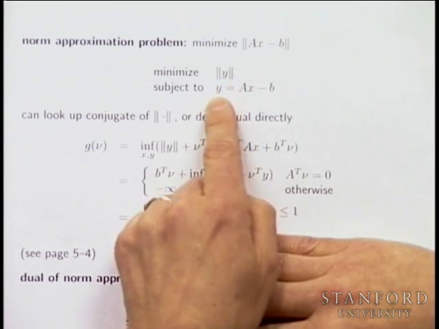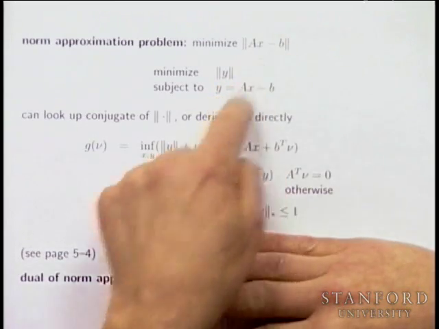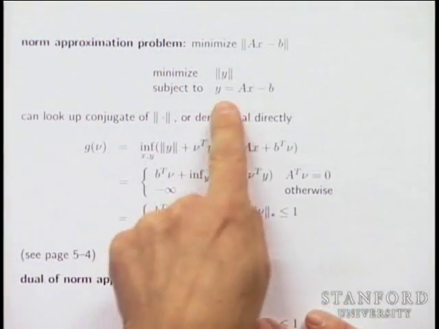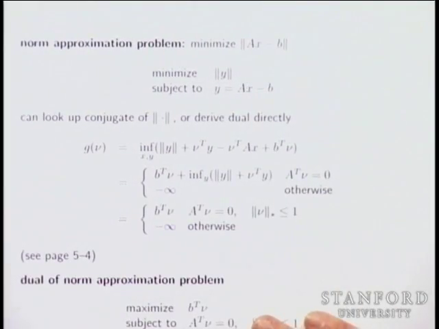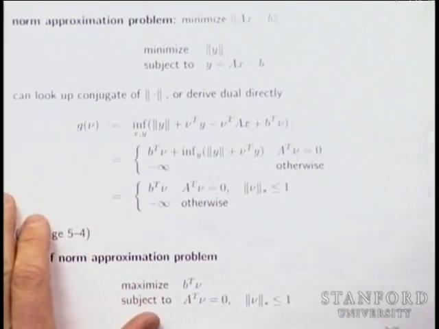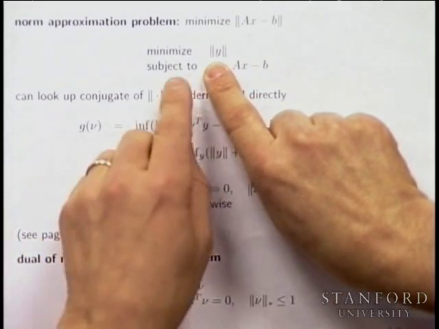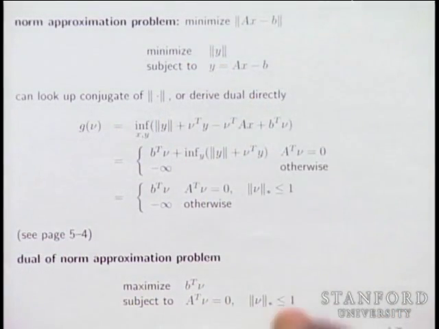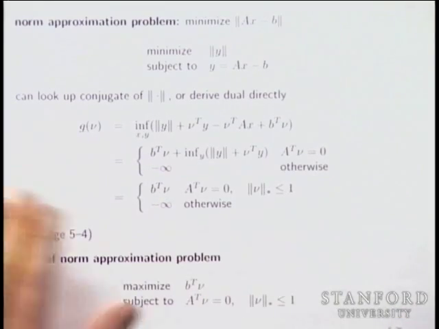I mean, you minimize norm y subject to y equals ax minus b. Well, I mean, come on. Transformations don't get simpler than this. You derive the dual of this, you get something very interesting. You end up with the following. You work out what the conjugate function of the norm is, and the conjugate function of the norm is the indicator function of the dual norm unit ball. I think we've actually done that.